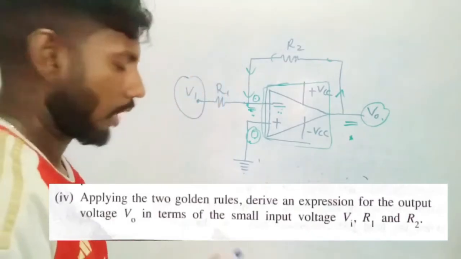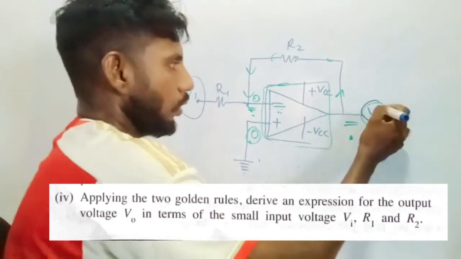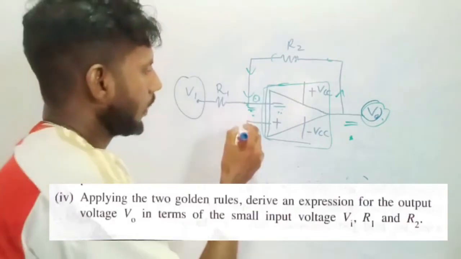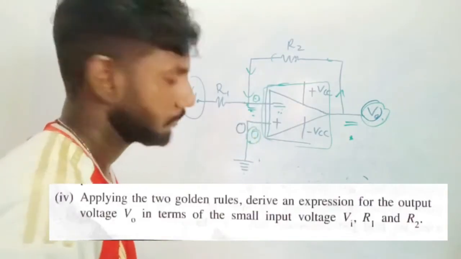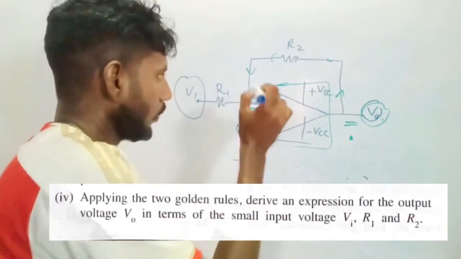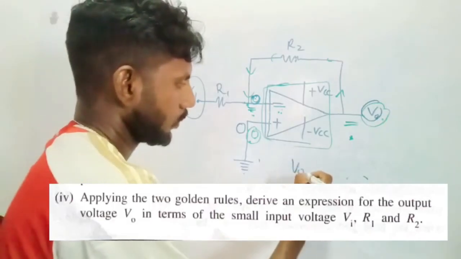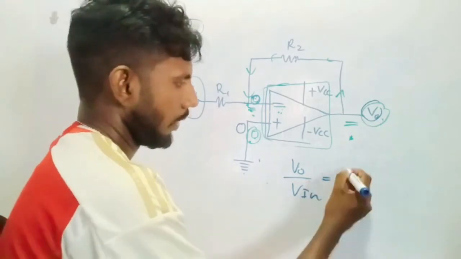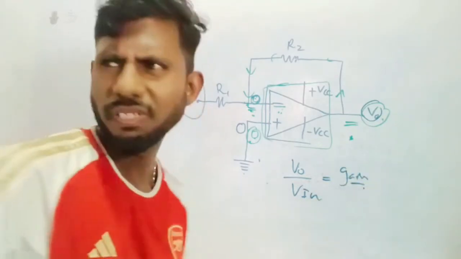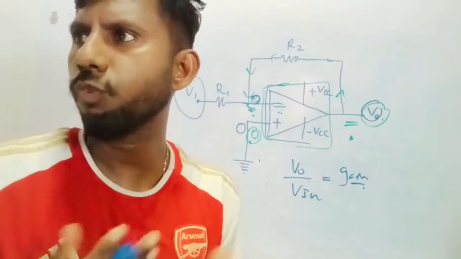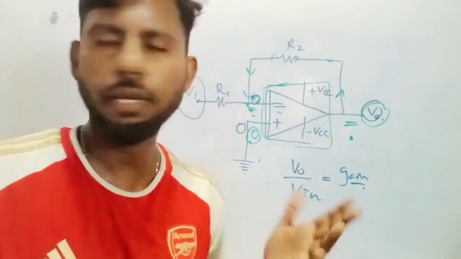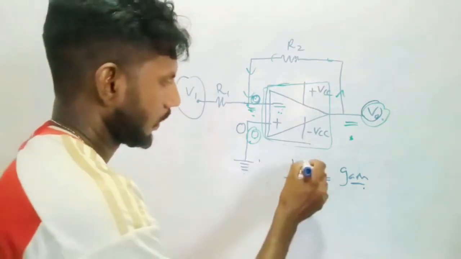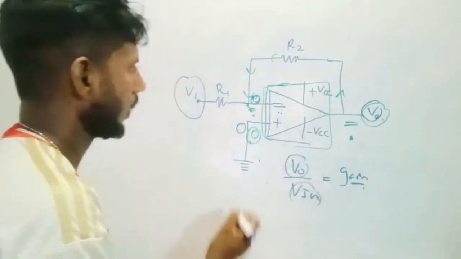So how do you prove V0, in terms of these? Potential here is 0. So the potential here has to be 0. So V out divided by V in equals the gain. What are they asking? Apply the golden rule, an expression for output V0 in terms of small Vi. So the connection between V out and V in, that's what they're asking.